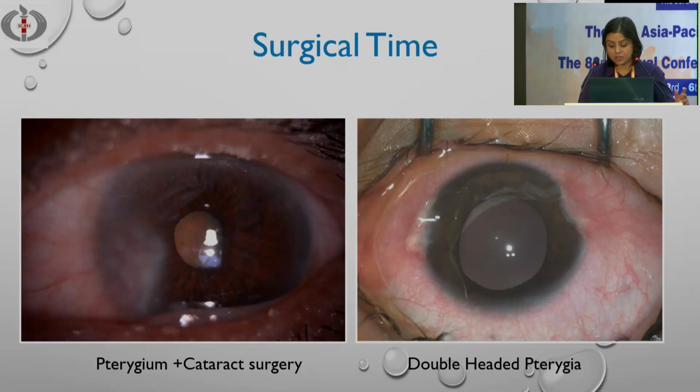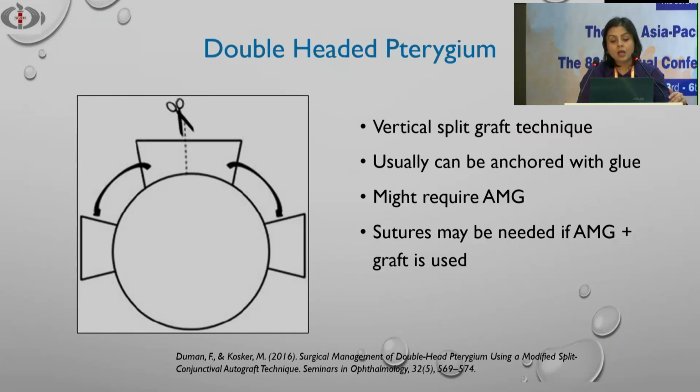or we are looking at patients with double-headed pterygia. Now, in a double-headed pterygia, we use a split technique where we split the graft into two and place it on either side, the nasal and the temporal. Here, a fibrin glue can be used, and in most of the cases, it's enough for us to just split the graft and use it in both the places. But sometimes when we have a large double-headed pterygia, we might require AMG.